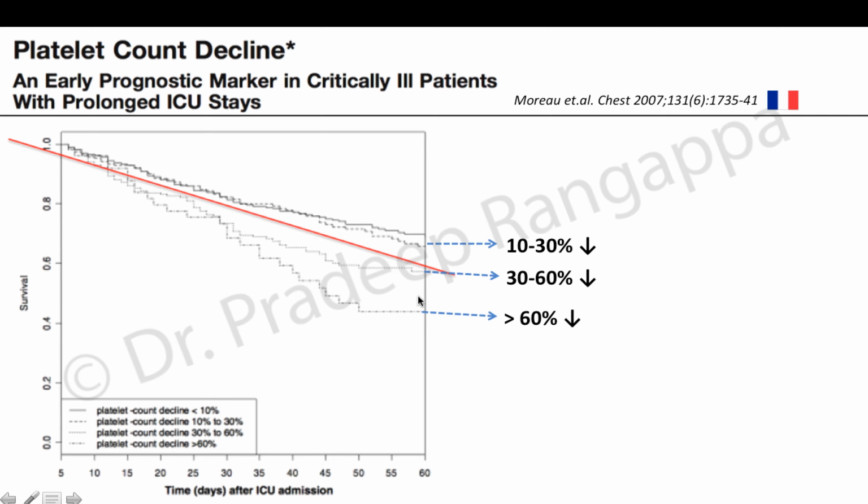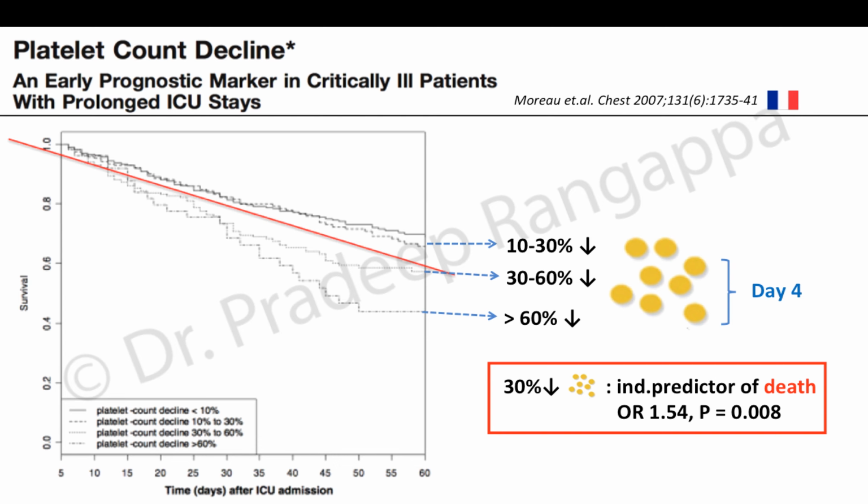But the significant drop in survival is seen in this Kaplan-Meier curve. This is the survival, and this is the time after ICU admission. If there is a 30 to 60% drop, which is moderate thrombocytopenia, your survival rate was much lower. If it is more than 60%, your survival comes down further. So the severity of thrombocytopenia had a linear correlation to survival. The greater the fall in platelets, the greater the fall in survival. And what they found is the fall in platelets typically happens at day 4. Initially it may not manifest, but over the course of days, the thrombocytopenia gets manifested.